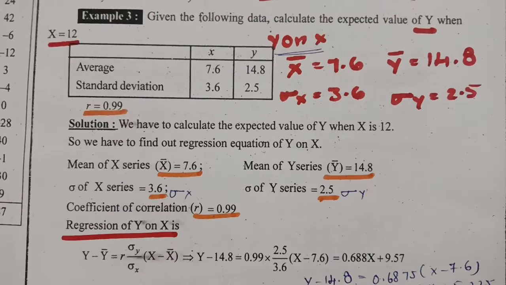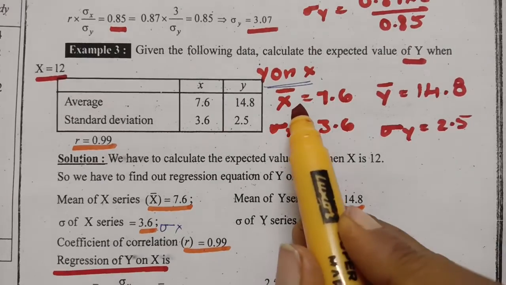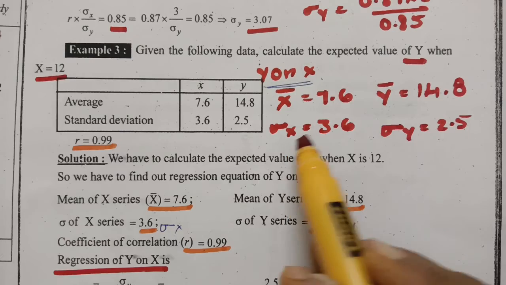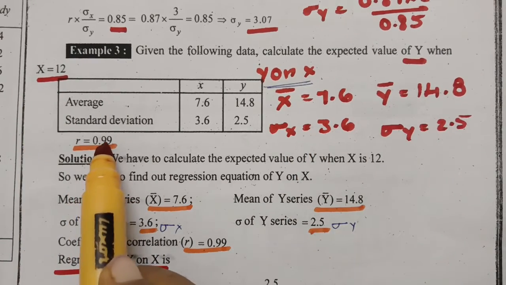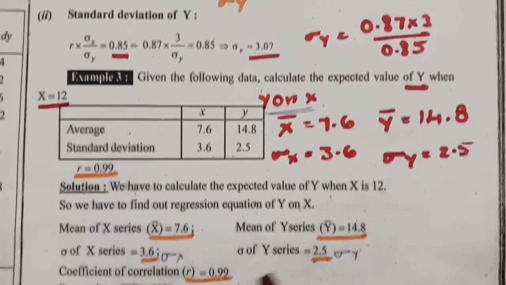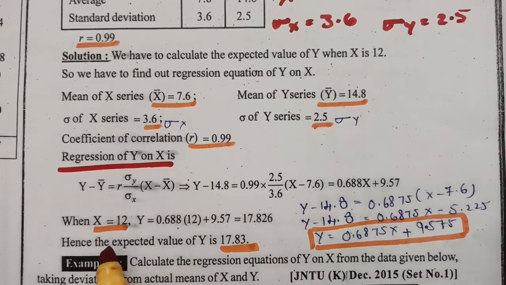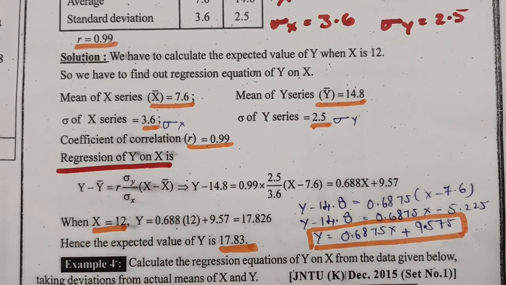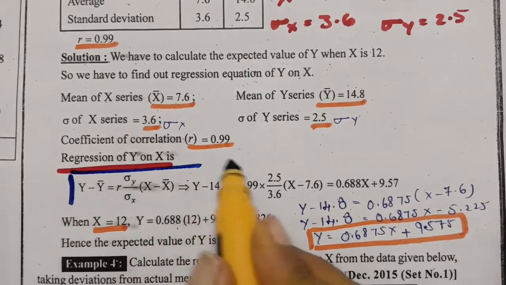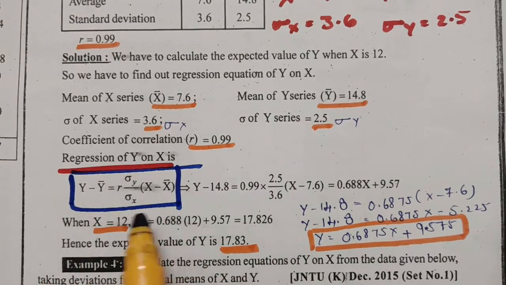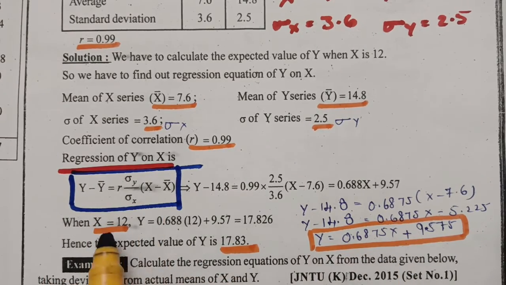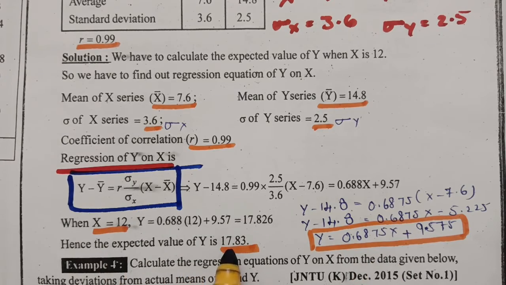First we have to check what is given in the question here. The X bar is given, Y bar is given, sigma X is given and sigma Y is given, and also R is given. So R is given as 0.99, and we have to find the Y value, that is, the regression equation of Y on X, and this is the important formula here. We have to start with Y and end up with X, and this is R times sigma Y by sigma X. So this is the equation, and in this equation, if you keep X equal to 12, we will get the expected value of Y.